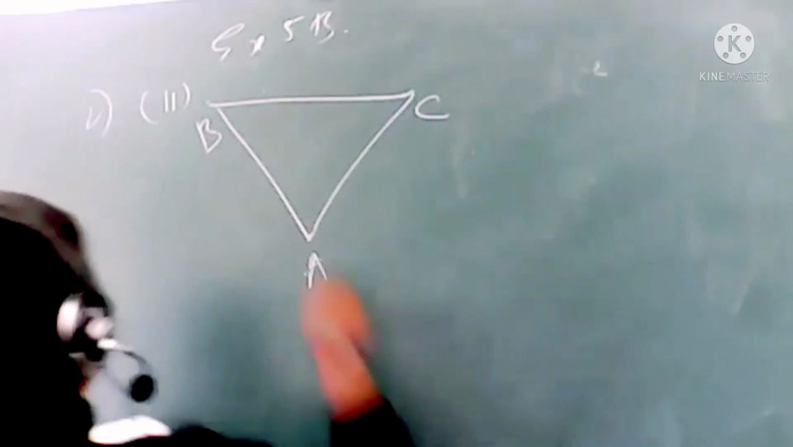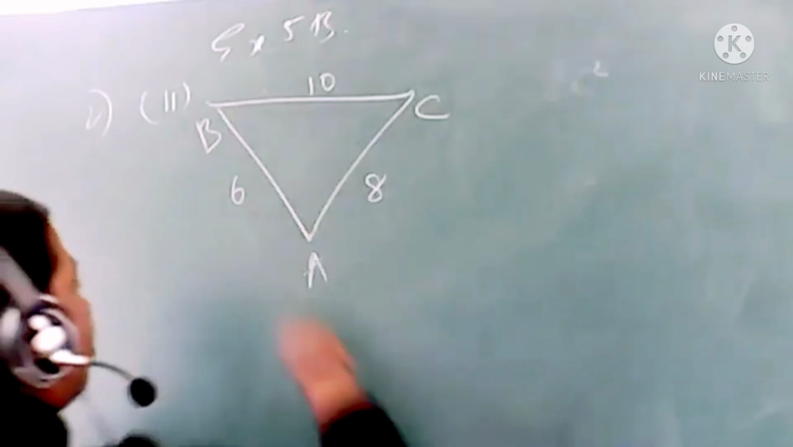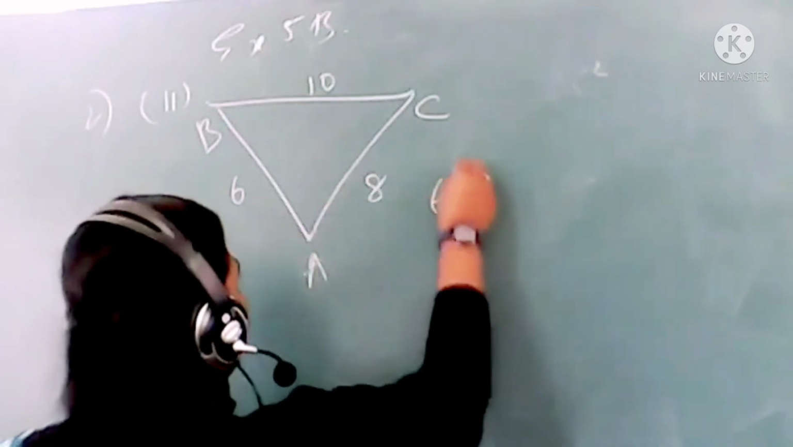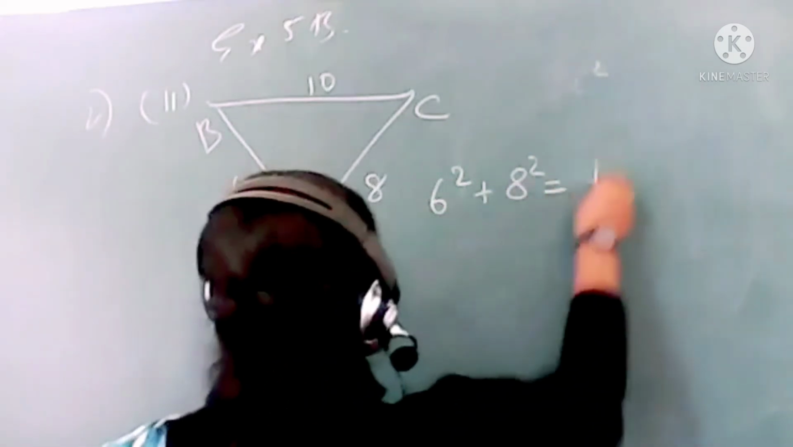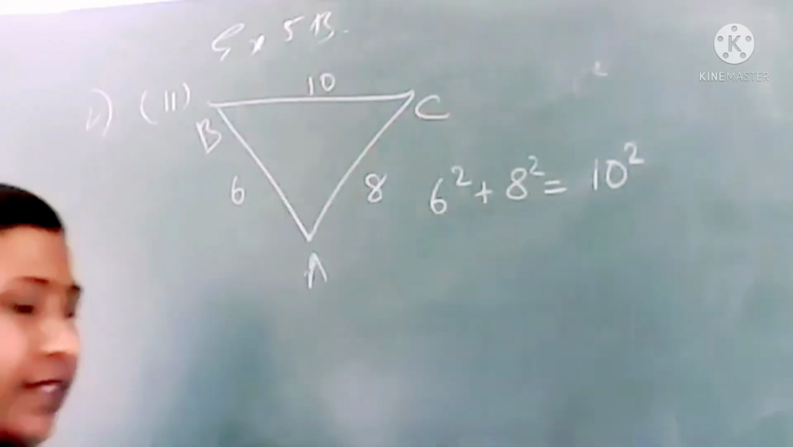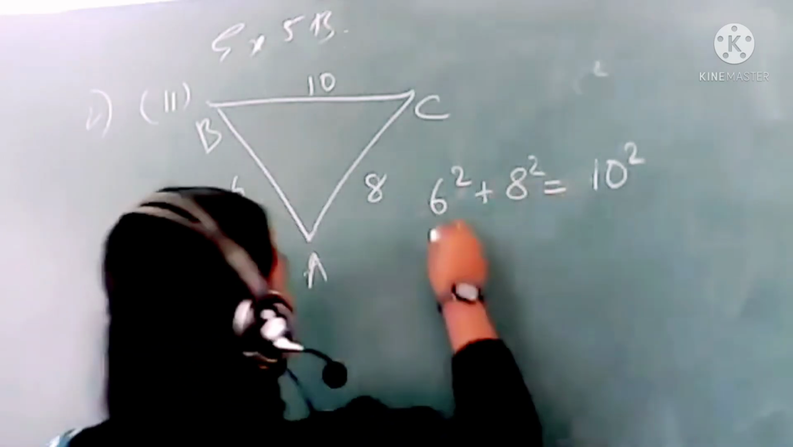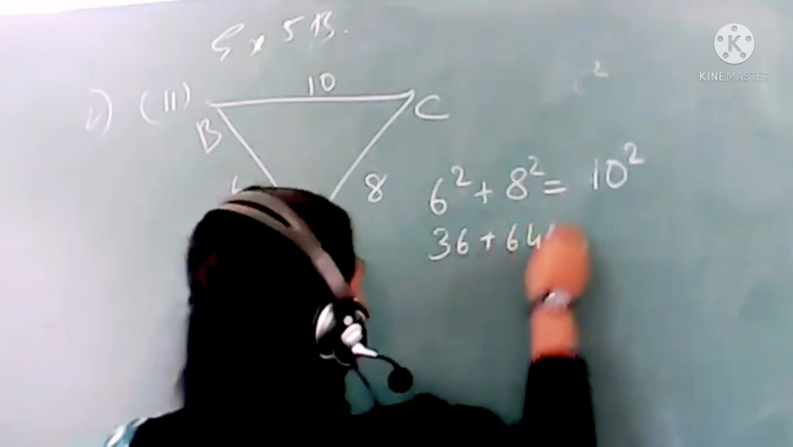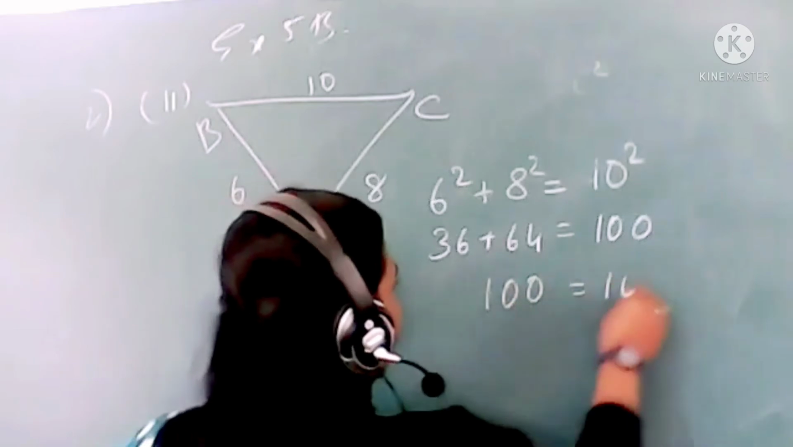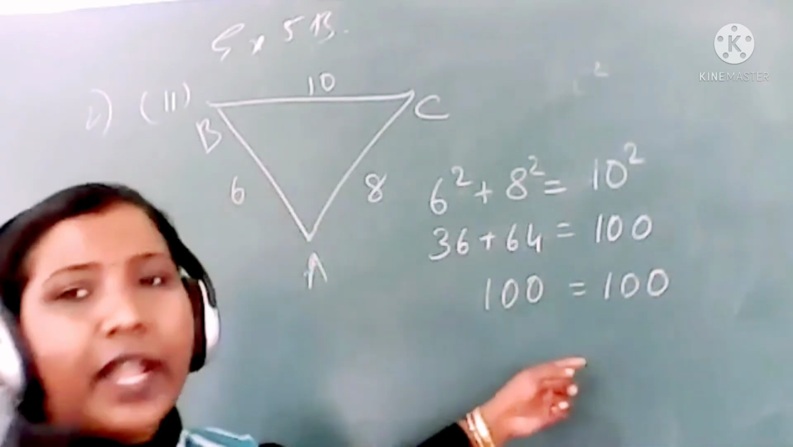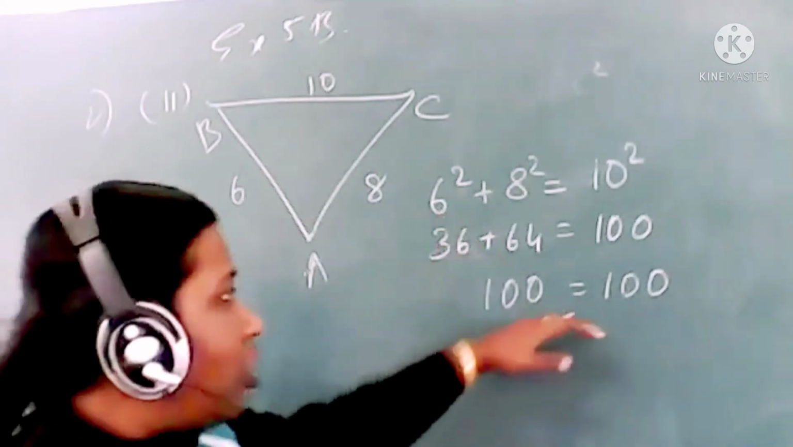So here 6 is there, here 8 is there, and here 10 is there. By seeing the numbers, 10 is the longest side. So I just wrote 6 square plus 8 square is equal to 10 square. Here 6 square is 36 plus 64 is equal to 100, and this is also 100. That means this is a right angle triangle. Understood, all of you? This is what we verify, because both sides should come equal.